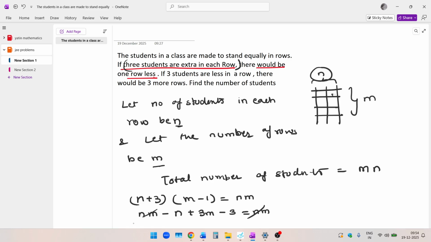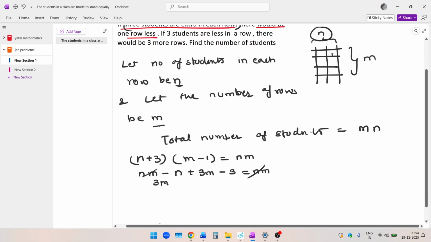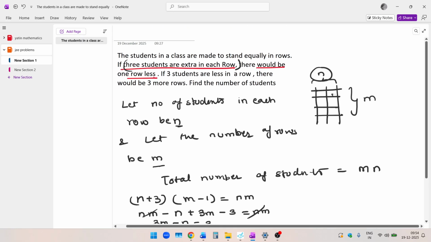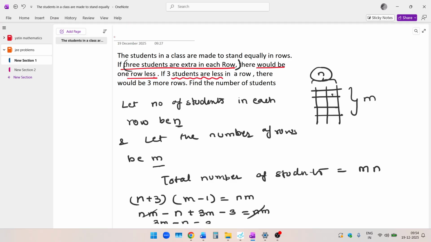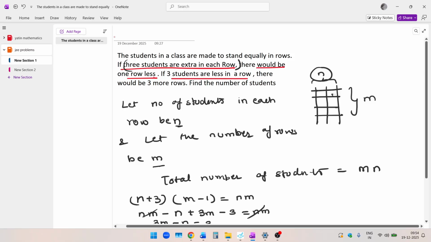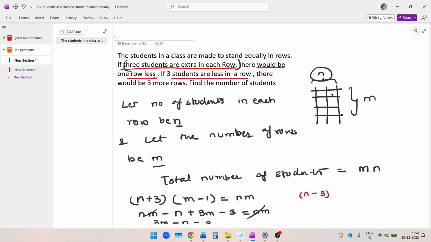Cancel out nm from both sides. You will get 3m minus n is equal to 3. So this is the first equation. Next, take the second condition. If three students are less in a row, it means n will be reduced by 3, and there would be three more rows. So if n is reduced by 3, m will increase by 3. But again, the number of students will still remain the same, which is m into n or n into m, whatever.